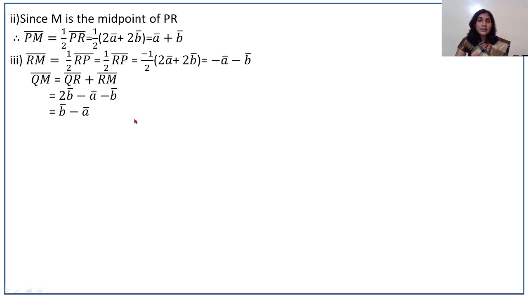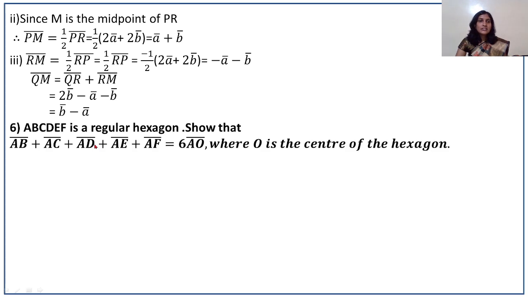This is RM bar. But we have to find QM bar. So QM bar is equal to QR bar plus RM bar. QR bar is 2B bar, which is given in the example, and RM bar we calculated here, that is minus A bar minus B bar, which is equal to B bar minus A bar. This is our example.